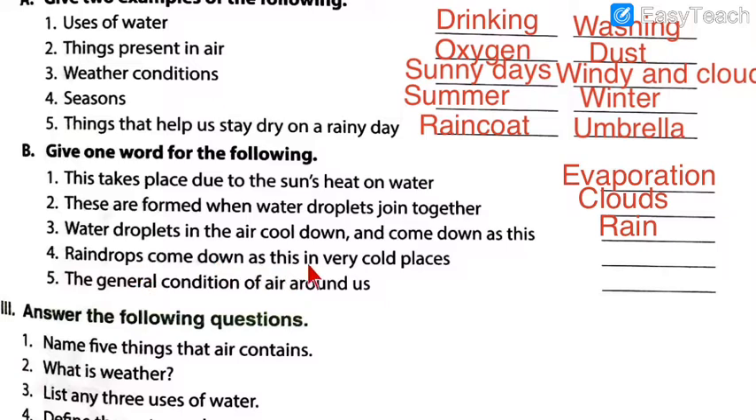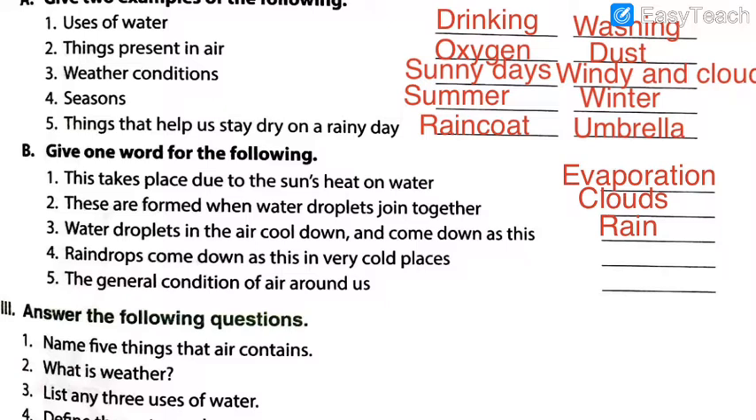Raindrops come down as this in very cold places. Okay. This is, I think, the easiest question. After solving number 2 and 3, this should be very easily solved. Anyways, I have to give you time. So your countdown starts now. Please try to write the correct answer on your own.